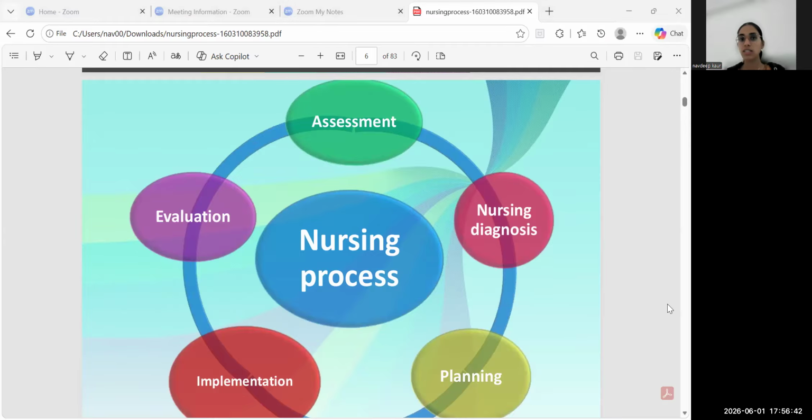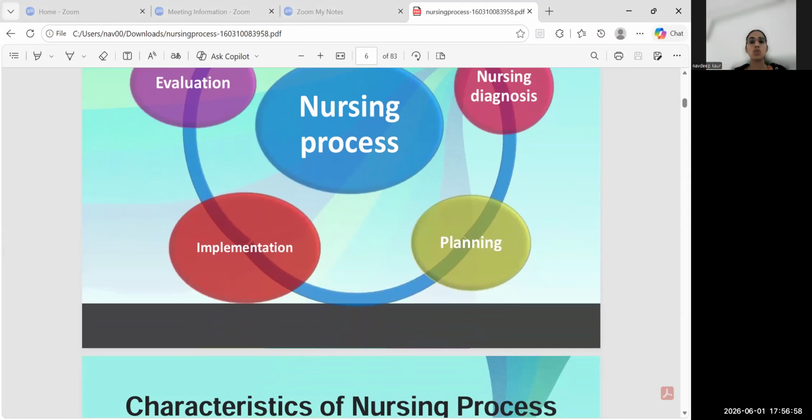So next step after assessment, we have to do the nursing diagnosis, and there are so many diagnoses according to the needs of the patients, and we are using the NANDA diagnosis.